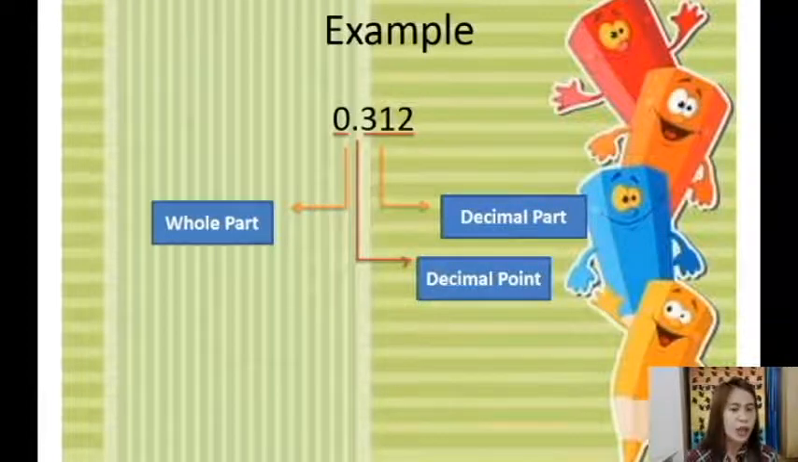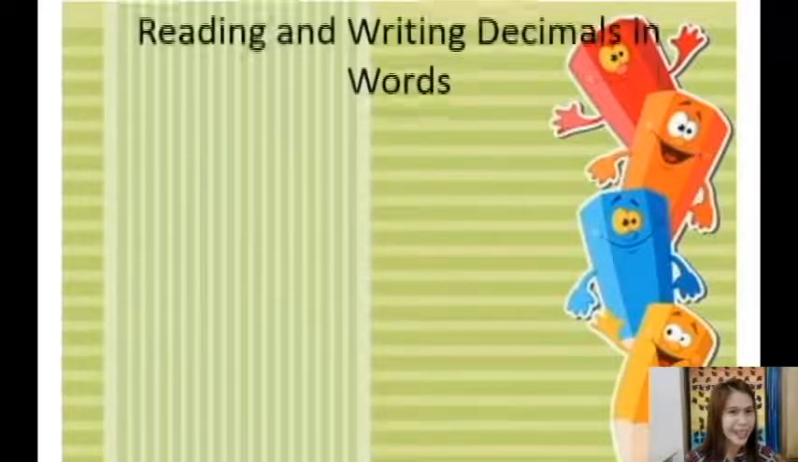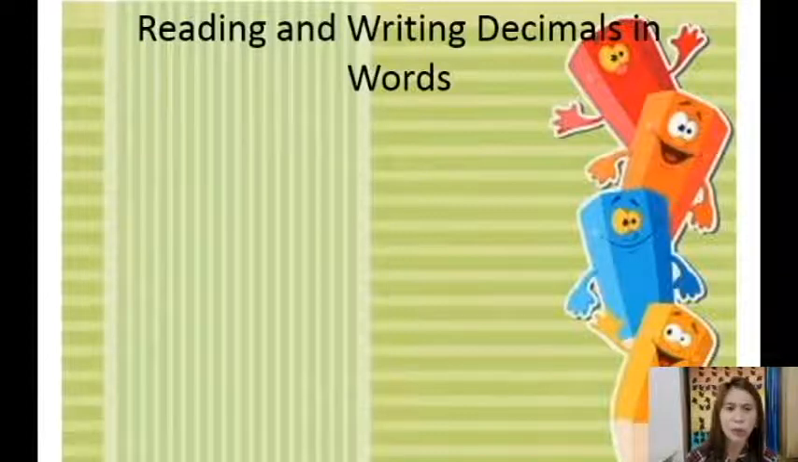Okay, take note. The other term of the whole part is integral part. Okay, so in mathematics, we can also name the whole part as the integral part. Okay, so in this example, 0 is the whole part or the integral part. And then, how many decimal places? Okay, we have 3 decimal places. We have tenths, hundredths, and then thousandths. Okay?